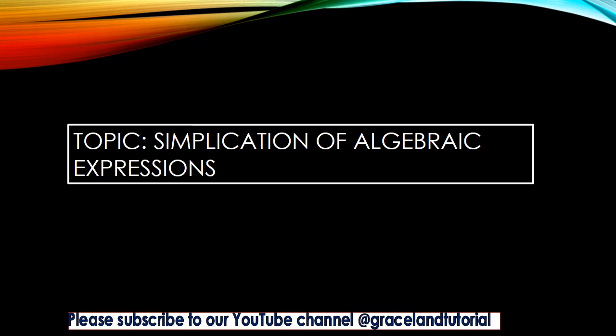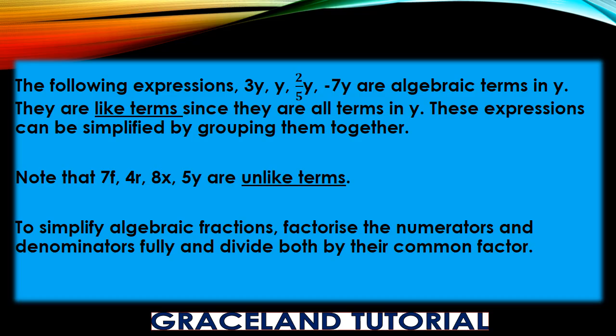Our topic today is simplification of algebraic expressions. The following expressions: 3y, y, 2 over 5y, minus 7y. They are all algebraic terms in y. For that reason, we refer to them as like terms, since they are all terms in y.